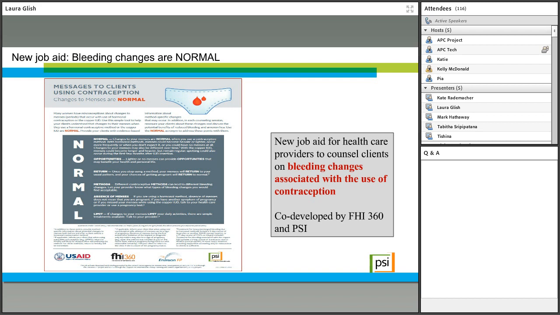We've tested this tool with providers in several countries, and it was also used last week in the TOT in Madagascar to counsel real clients. So far, positive results. This is available in French and Spanish and soon to be Portuguese. You can find it on FHI's website as well as the K4H toolkit.